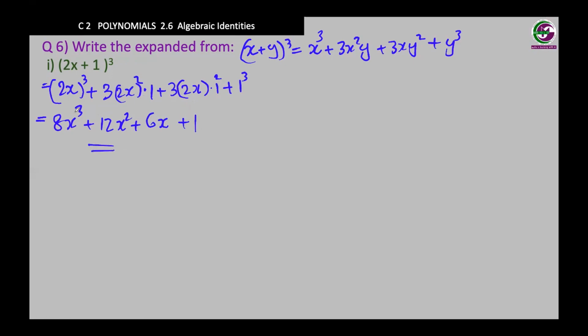That's all. We can't simplify. Power 3, power 2, power 1, and this is in the standard form. Part 2, again, it's in the same form. So the power of the first term, 2a power 3, but we have a negative sign.